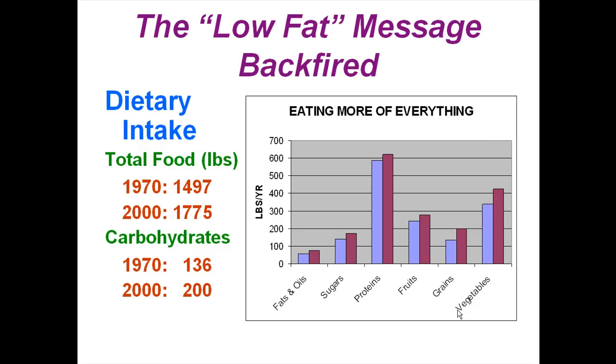The latest figures that I could find for dietary intake show the difference in the total food we're taking in on average in a 30-year span from 1970 to 2000. We're talking about 300 pounds of food more per year. That's incredible. And carbohydrates have increased. One of the things that happened was we were eating more low-fat foods, but we were increasing the carbohydrates that we're eating, in the shape of maybe sugars and things like that.